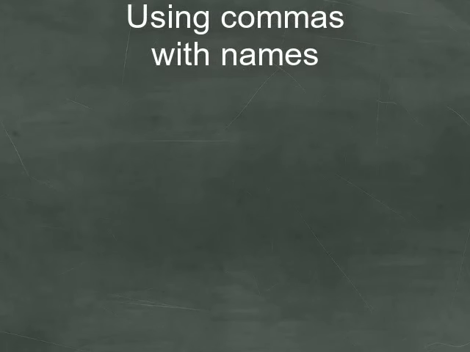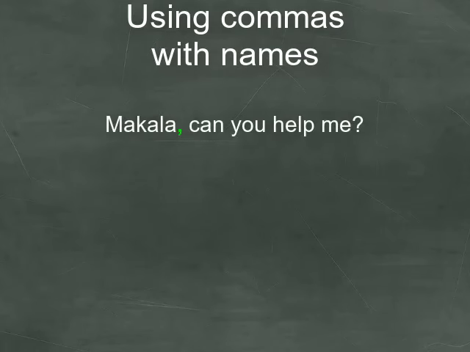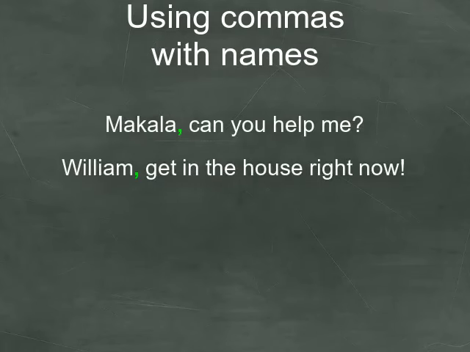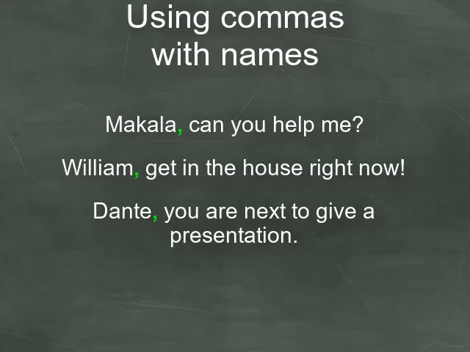There are some situations in which commas are used with names. This includes the names of people and the names of places. A comma is used to set off a person's name if that person is being addressed directly. Michaela, can you help me? William, get in the house right now. Dante, you are next to give a presentation.